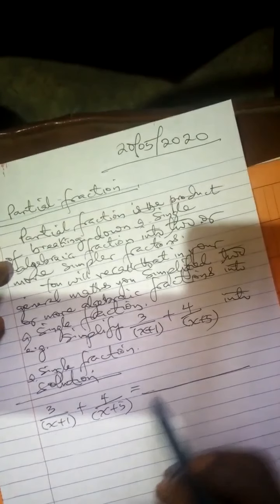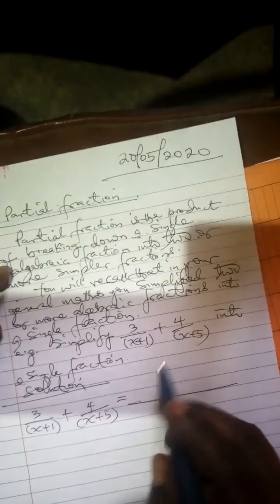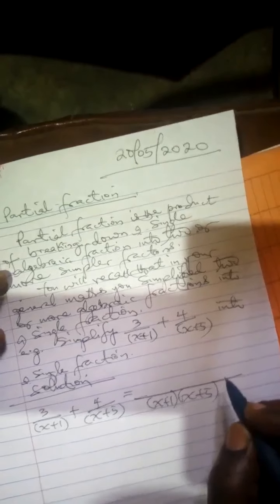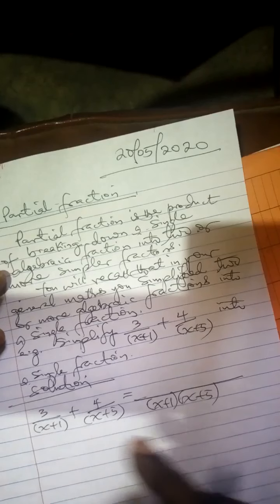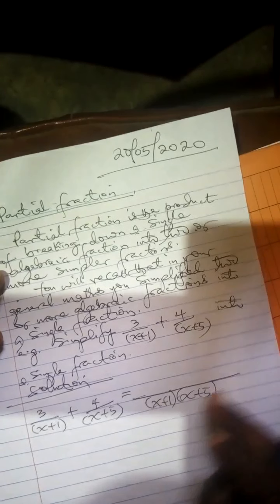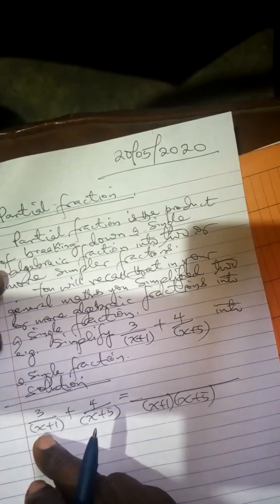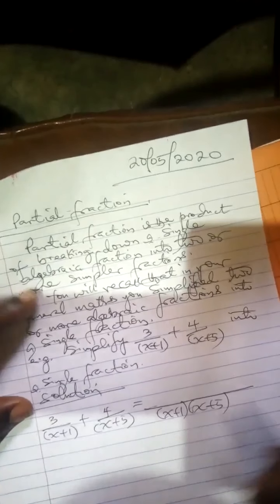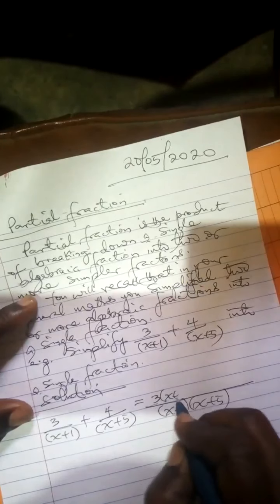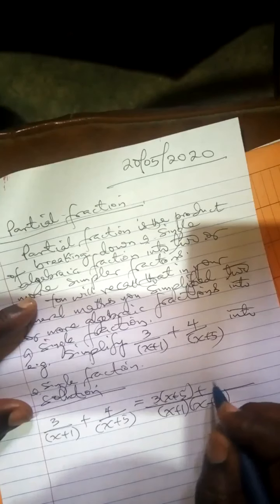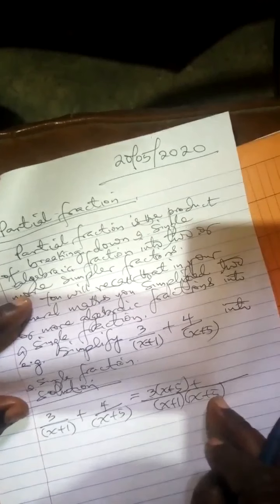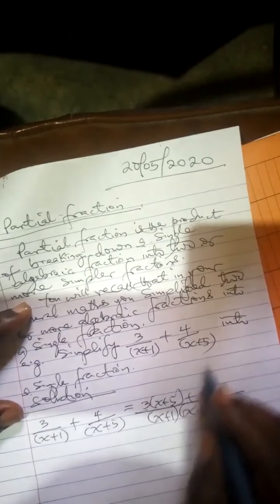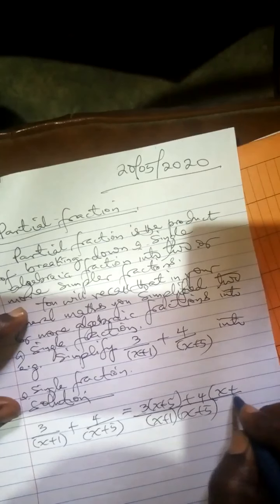the first thing you do here is to find the LCM. The LCM of x plus 1 and x plus 5 is x plus 1 into x plus 5. This LCM divided by x plus 1, you get x plus 5. Use this x plus 5 to multiply the numerator 3. You get 3 into x plus 5 plus x plus 5 into the LCM, x plus 1 into x plus 5. You get x plus 1 times 4. You have 4 into x plus 1.